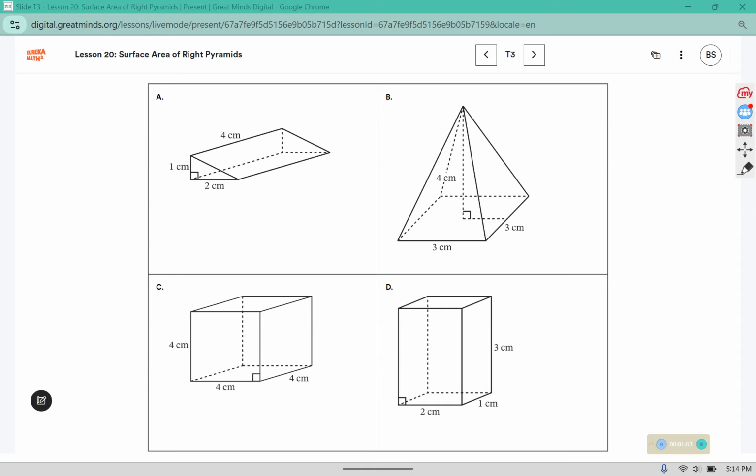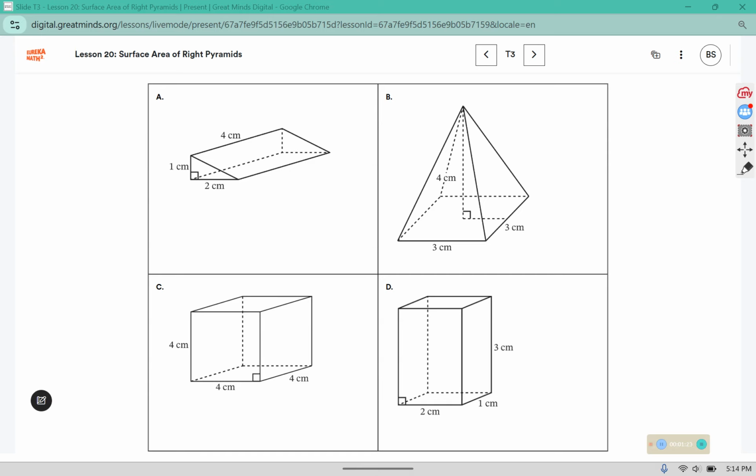Here we are trying to determine which does not belong. You might argue that B does not belong because it's the only one that is a pyramid, and the remaining ones are prisms.